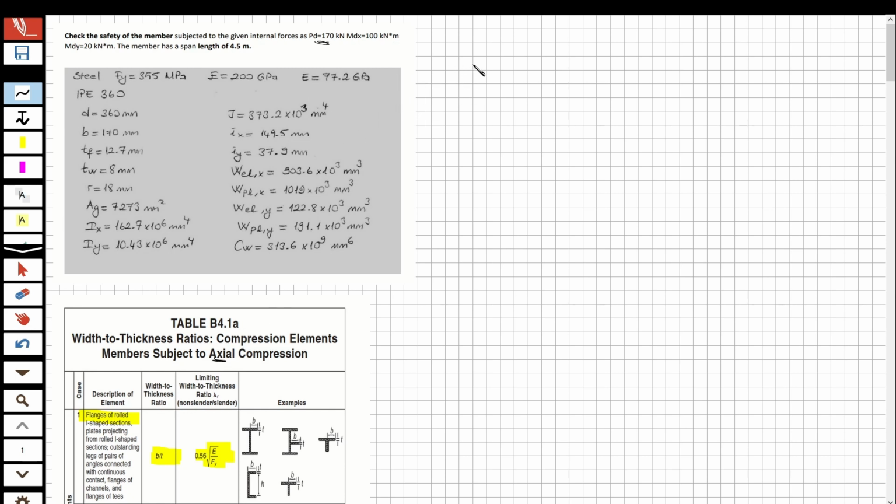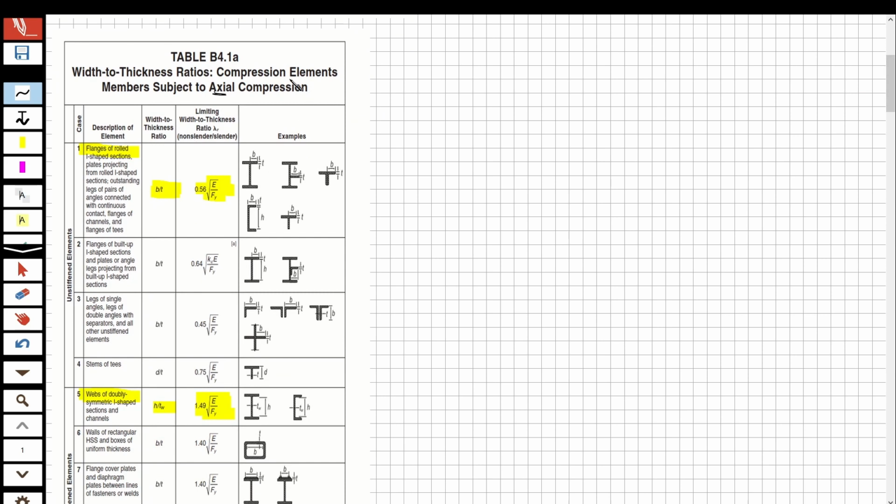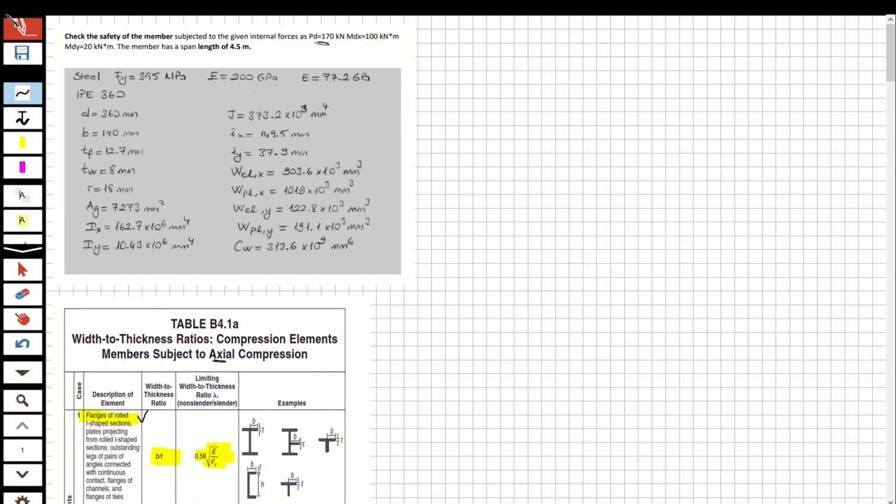Let's calculate the slenderness. For the slenderness, look here, I'm going to use this table. My section is suitable for the first case and for the fourth case. This one is for the flange, and this one is for the web. Okay, so now let's calculate it.